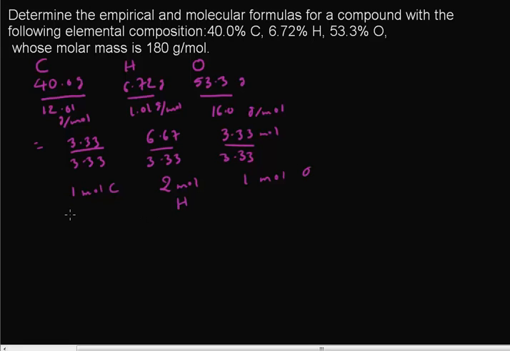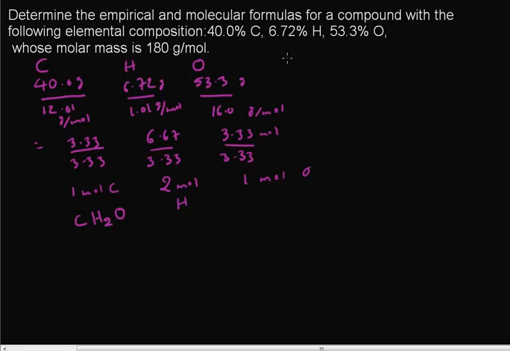So our empirical formula based on this mole ratio would be C, 1 mole of C, 2 moles of hydrogen, which will be shown as the subscript 2, and 1 mole of oxygen. If the subscript is 1, I don't have to necessarily show that value. So the ratio is 1 to 2 to 1.